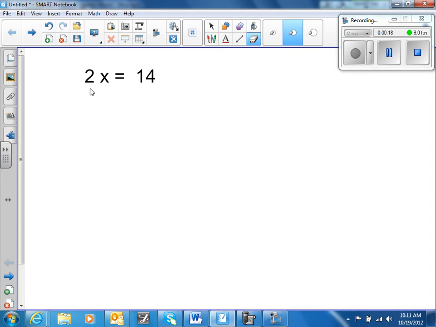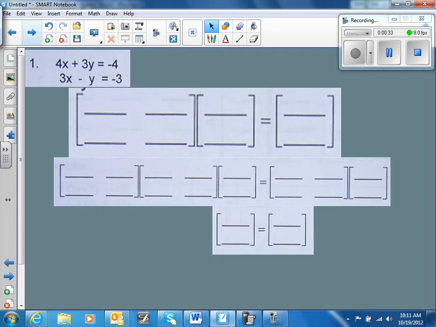But there's another alternative way of solving this, and that's by multiplying by the reciprocal. These cancel out to 1, and you get x equals 7. Same format, but now we're multiplying instead of dividing. We're going to take that same concept and apply it to this problem here.